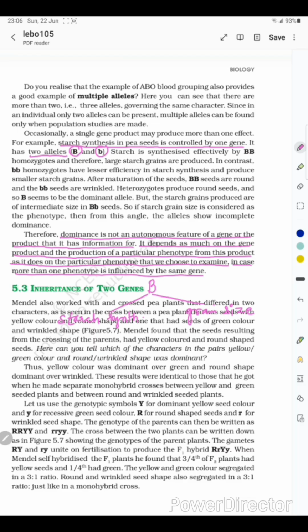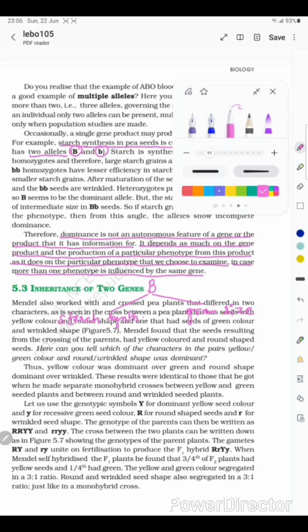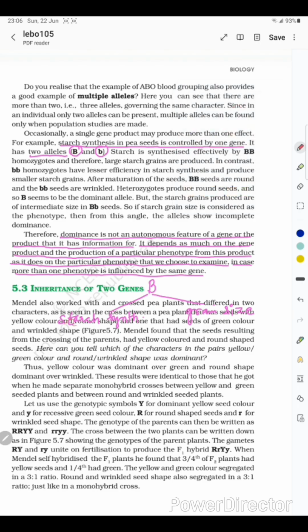Now what we see here is that when there is capital B, capital B and small b, there is efficient synthesis of starch. And when there is small b, the synthesis is less efficient.